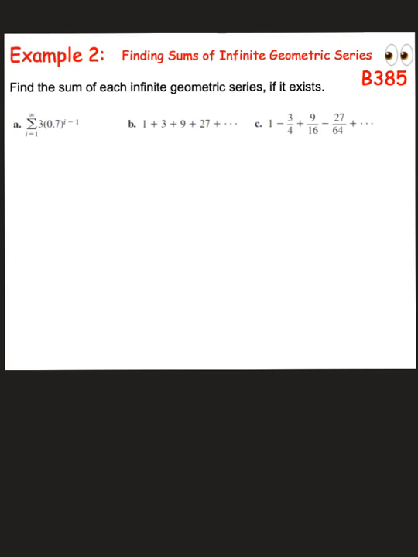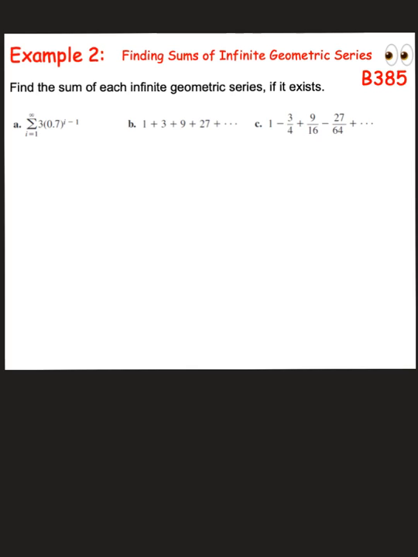If the absolute value of the common ratio is greater than or equal to 1, then the series has no sum. So in this problem, we are going to find the sum of the infinite geometric series if the sum exists.